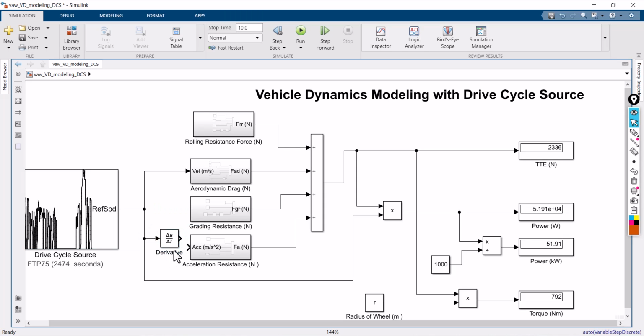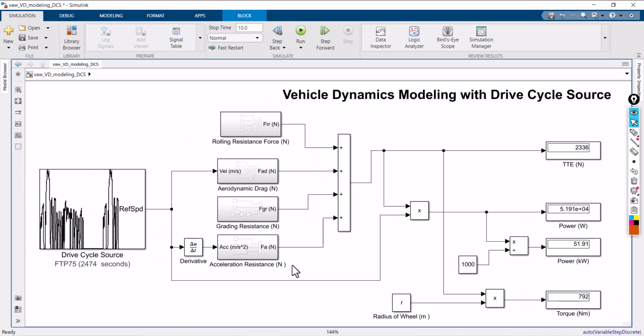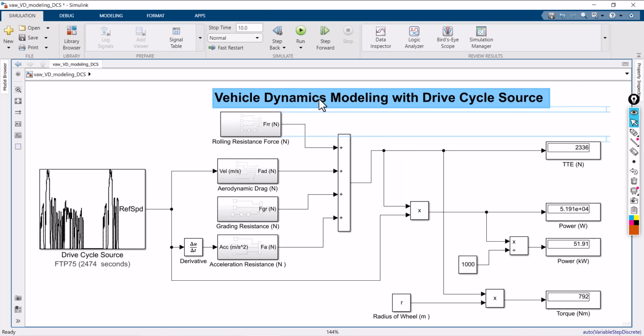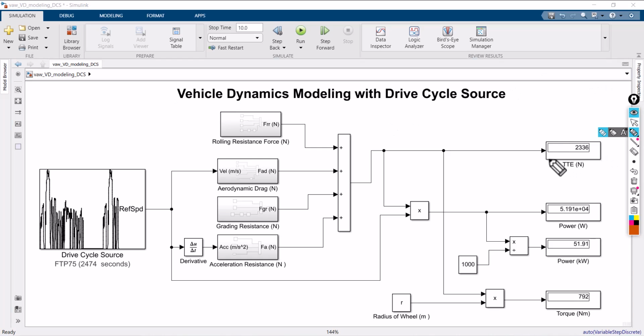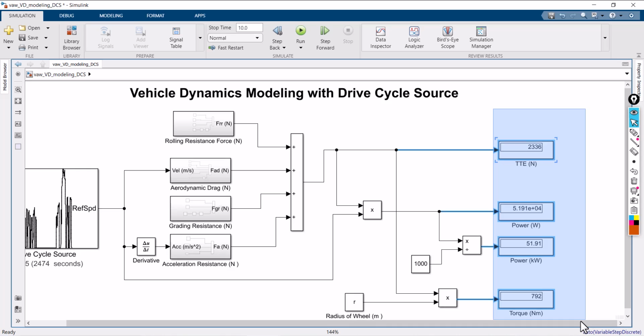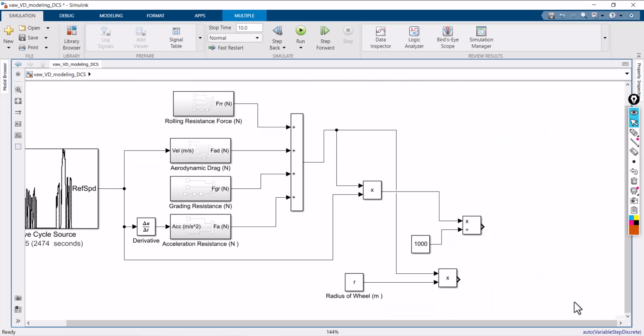Derivative of velocity will give you acceleration. That's all. So this is nothing but the vehicle dynamics modeling with drive cycle source. But the problem is, you cannot use these kind of displays. You have to use a scope because my input is variable with respect to time. Okay, so I'm deleting all this display. Instead you have to use scope.